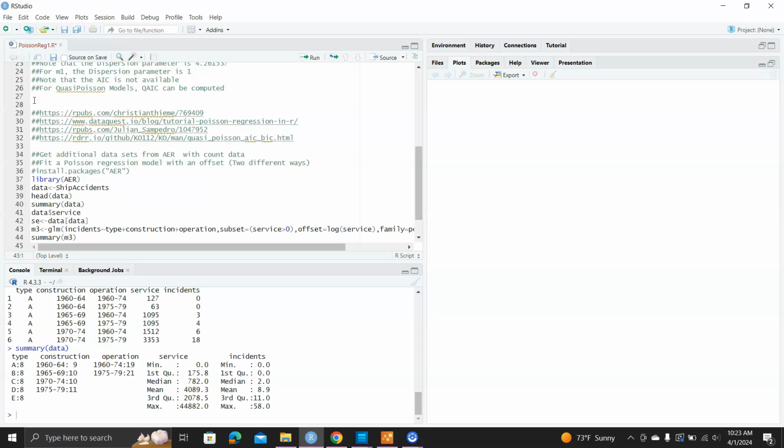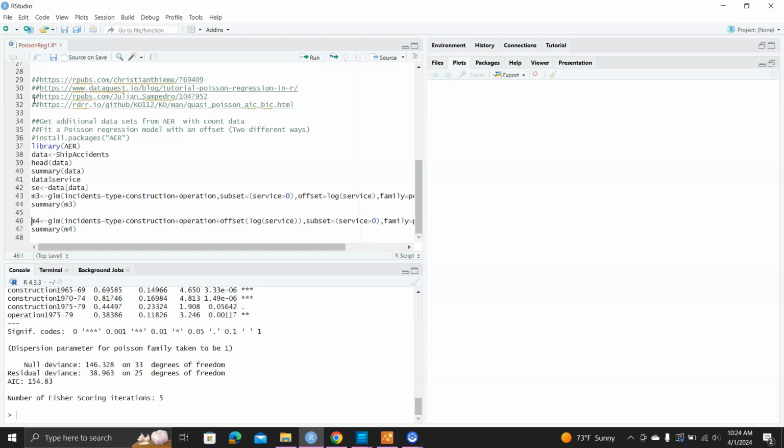So what we do now is fit a Poisson regression model on the subset of this data set where service is greater than zero. Here you can see M3 is a Poisson model fitted with this syntax, and after the formula there's subset equal to service greater than zero. That tells R to fit the model using only those data points with service greater than zero. Then this is how you incorporate the offset term: offset equal to log of service, then family equal to poisson, data equal to the data.